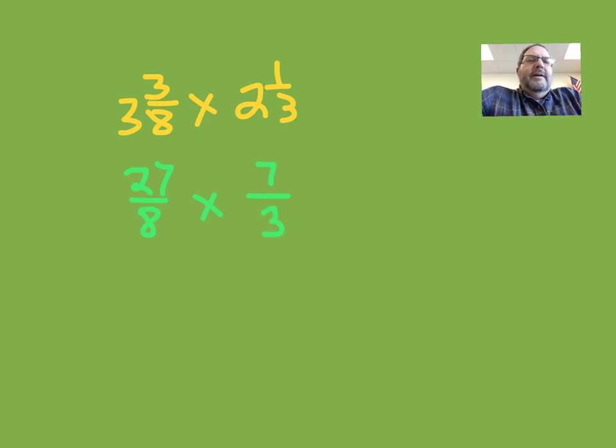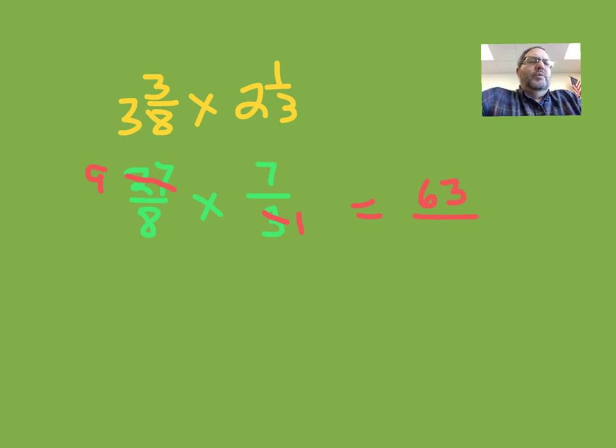Okay, now I demonstrated cross-canceling before. 3 and 27 share a common factor. That common factor is 3. 3 divided by 3 is 1. And 27 divided by 3 is 9. All right, so now let's do our next step. 9 times 7 is 63.